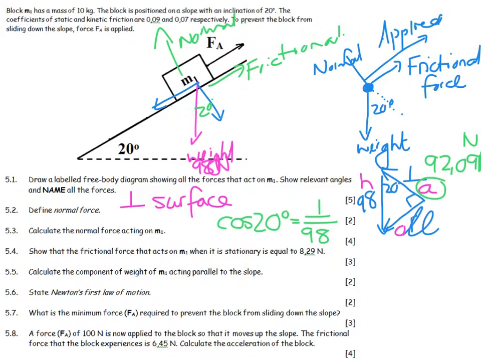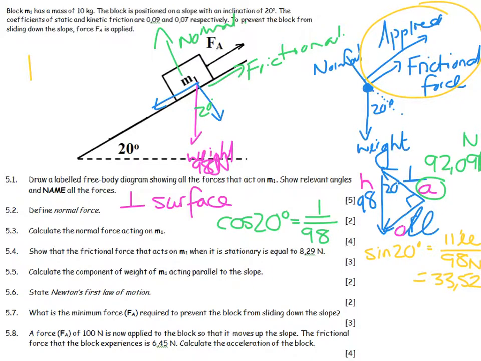Show that the frictional force that acts on M1 when it is stationary is equal to 8,29. So first I'm just going to quickly calculate out the parallel component, because hopefully that's it. Okay, so it's the opposite side, so I'm going to go sine of 20 degrees is equal to the parallel component divided by 98, and I find that that is going to be equal to 33,52. That did not help me at all. It certainly isn't 8,29. So I'm going to suddenly realize that actually there are two forces acting in the parallel direction. Let me try another method of finding friction.